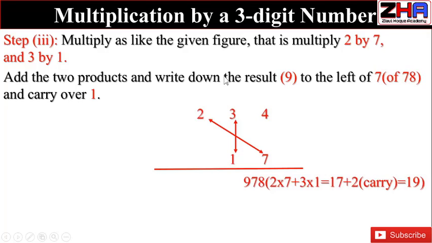Step 3. Multiply as in the given figure, that is multiply 2 by 7 and 3 by 1. So we have 2 into 7 plus 3 into 1, this is equal to 17 and carry is 2. Therefore 17 plus 2 is equal to 19. Put 9 to the left of 78 and carry over 1.